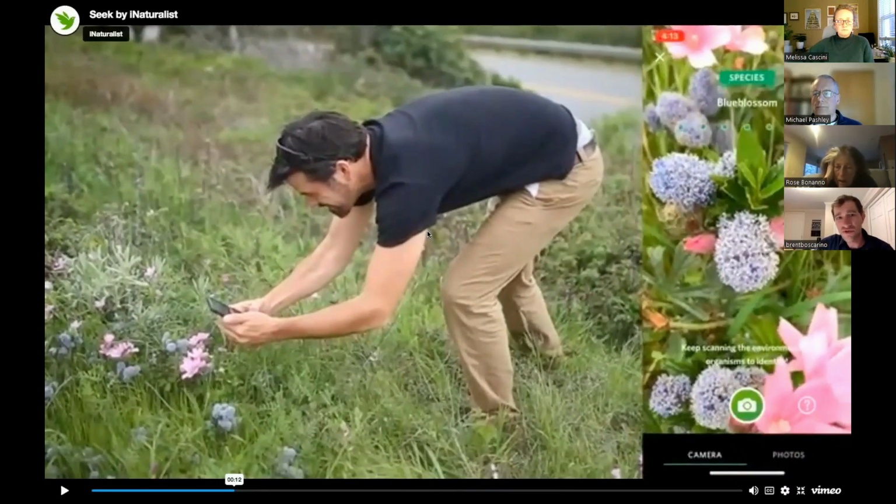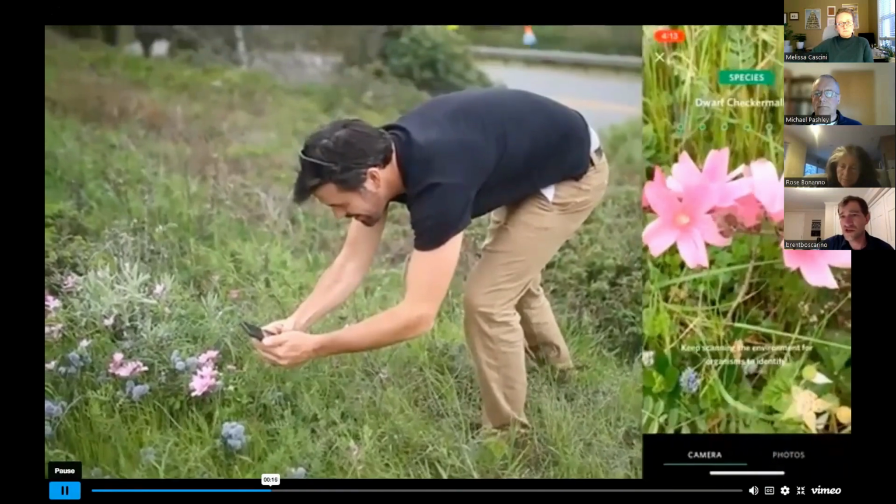So as you can see on your screen here, this gentleman is holding up his phone over something that happens to be a blue blossom. You can see that he has to change his angle a little bit to get to the species. If he had no idea what that flower was, within seconds it can tell you that it's a blue blossom. It's just using image scanning to scan this photo database of iNaturalist to tell you what you're looking at. Especially if something is flowering or you can hone in on the leaves, it's a great identification tool.